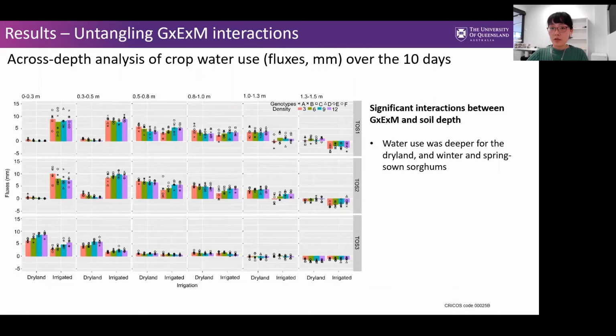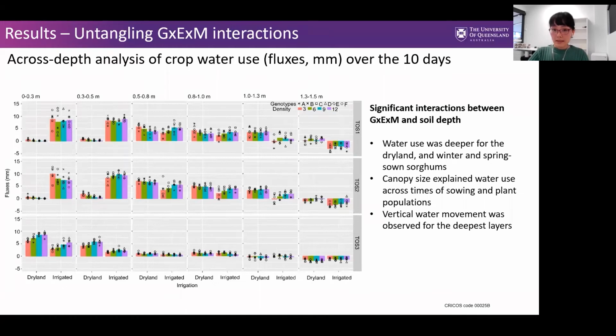First, water use was deeper for the dryland, and especially for the winter and spring sown sorghums. Secondly, canopy size explained the water use across time of sowing and plant population densities. Thirdly, vertical water movement was observed for the deepest layers, especially for the dryland, not for the irrigated treatments. And fourthly, two hybrids had significantly higher water use across most depths. They are C and F.